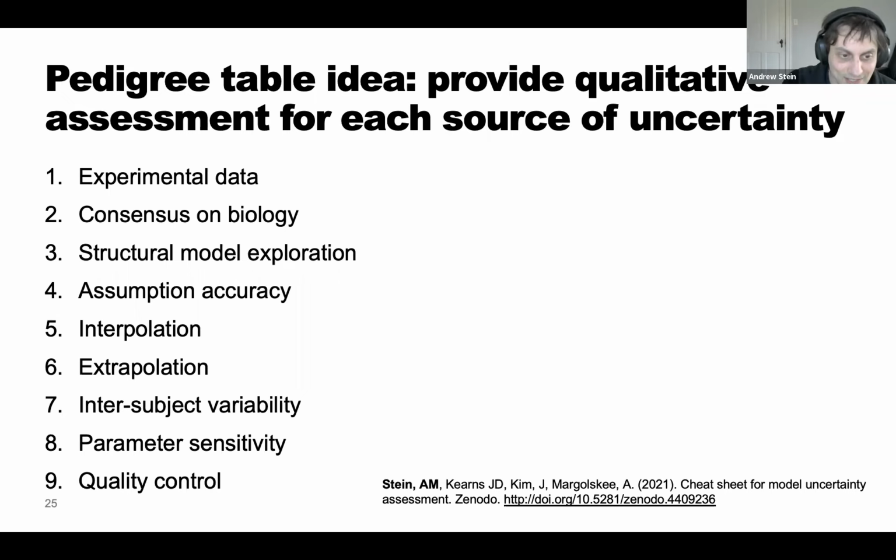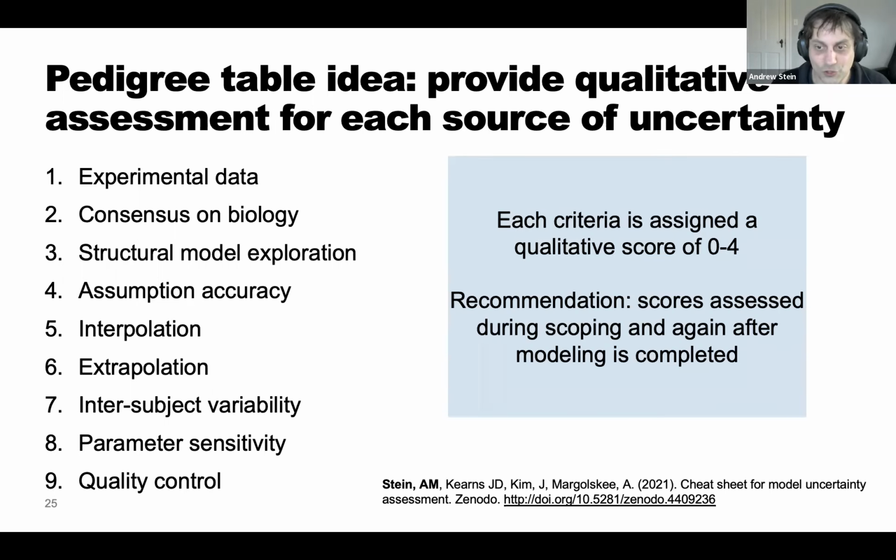I talked about parameter sensitivity before, either local or global sensitivity analysis. And then the last thing is just quality control. In every model I've ever built, if it's an important enough task that someone comes along to validate it, they've always found some mistake that I've made, even if it's simple. So is that extra level of quality control in there? These are all things to consider, and each of these can be given a score.